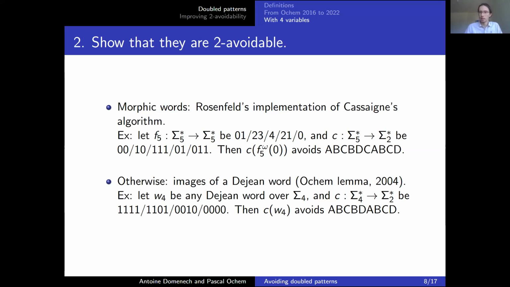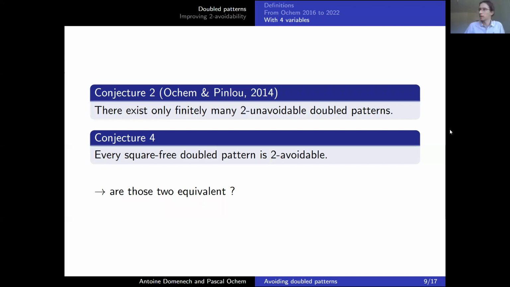And now let's look back at our two conjectures. The first one was that there exist only finitely many two unavoidable double patterns. And the second one is that every square-free double pattern is two avoidable. A logical question will be, are those two conjectures equivalent?